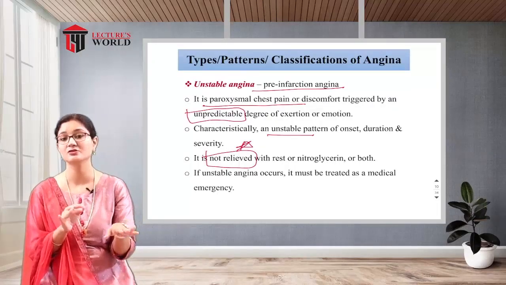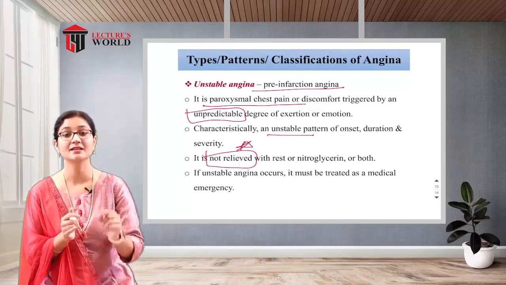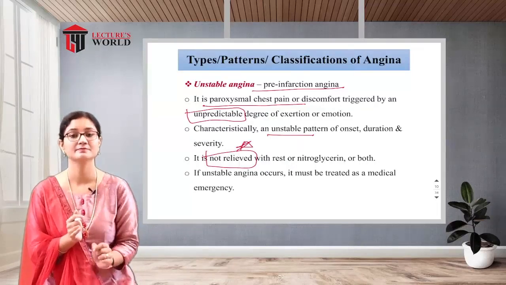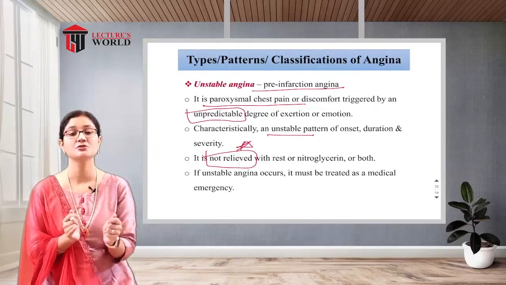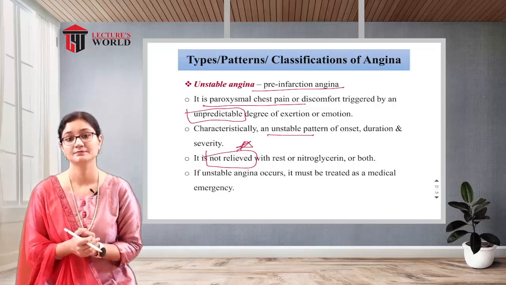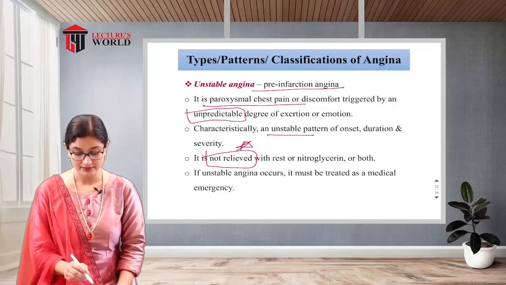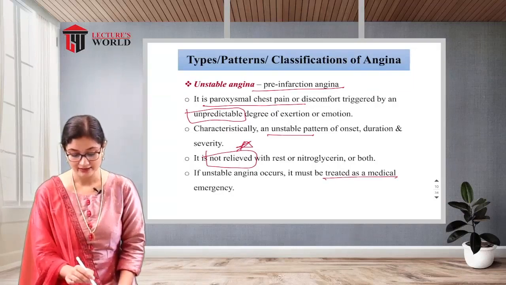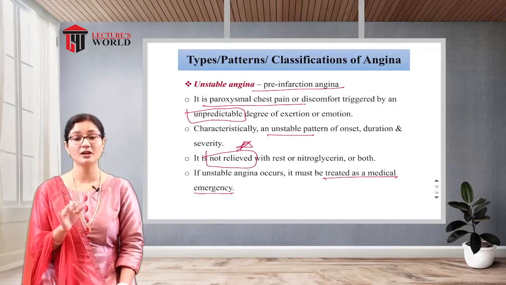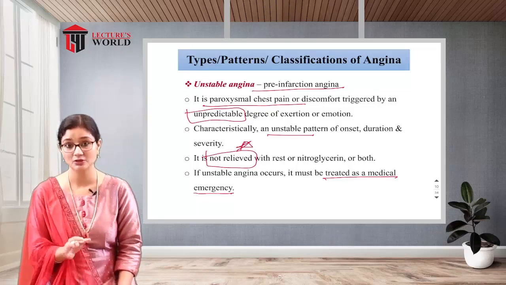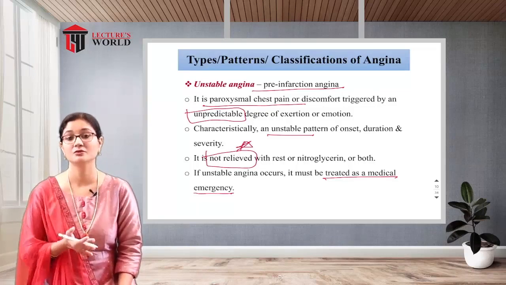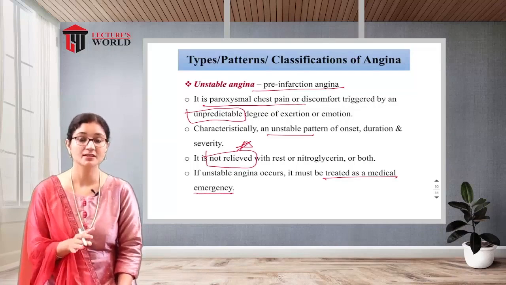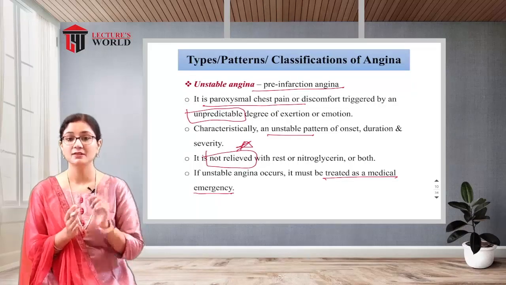Then if the pain is still not relieved, that means it is an unstable angina, which is an emergency. You have to rush the patient to the hospital. Okay. So if an unstable angina occurs, it must be treated as a medical emergency. You have to take the person to the hospital because he is going into MI, myocardial infarction. Are you understanding? So unstable angina is a medical emergency.